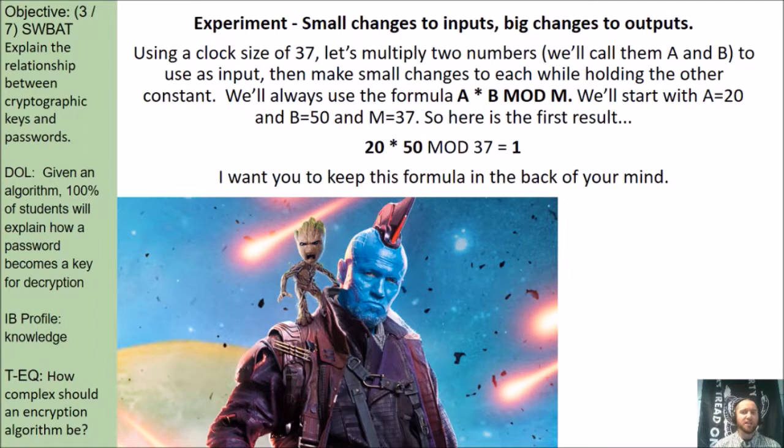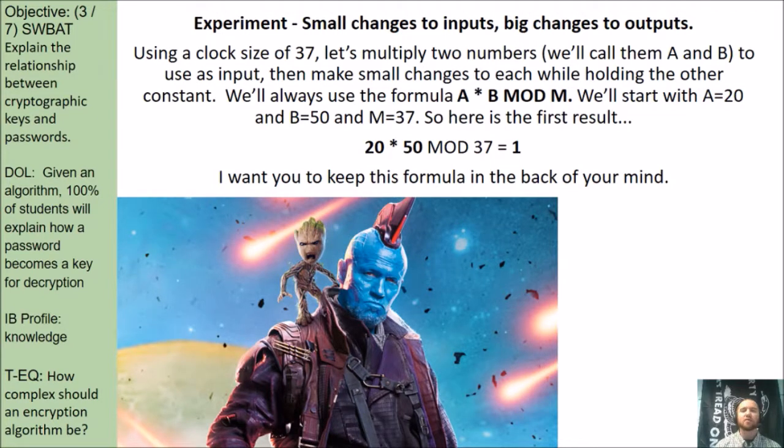And as you've experimented today, you've probably noticed that small changes to the input will result in huge changes to the outputs. Using a clock size of 57, let's multiply 2 numbers. We'll call them A and B to use as an input. Then make small changes to each one, A and B, while holding the other constant. We'll always use the formula A times B mod M. We'll start with A equals 20 and B equals 50, and M is equal to 37. So using that, here's the result. You get a single 1.